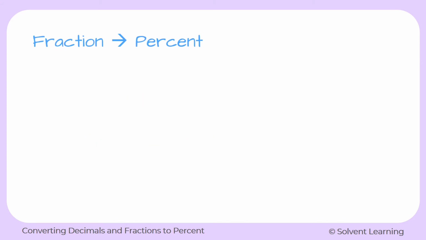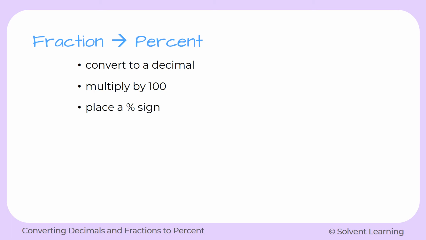And next we'll look at converting a fraction to a percent. Our first step is to convert the fraction to a decimal. And then once it's a decimal, we follow the same steps of converting a decimal to a percent. So we'll multiply by 100 and then place a percent sign at the end. So let's convert 3/4 to a percent.